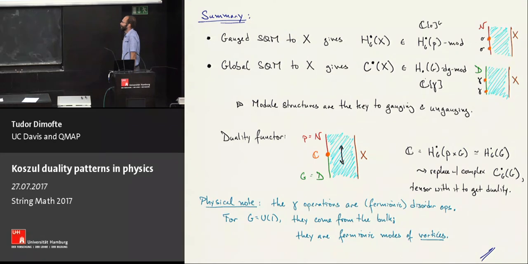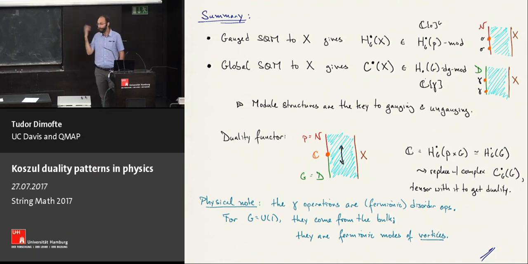As a physical note, from what I've had time to say, this picture is still very, very abstract. Almost every detail can be worked out very explicitly. The gamma operations are disorder operators. They're fermionic. They're built with these IVs, which are superpartners of the Noether charges. They're fermionic operators decorated by a disorder operator.